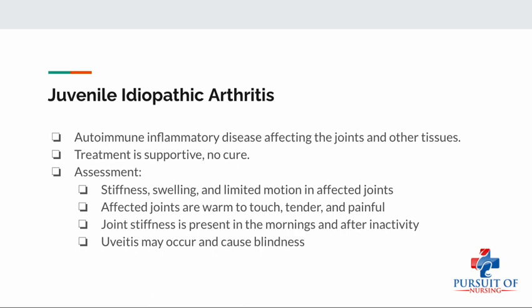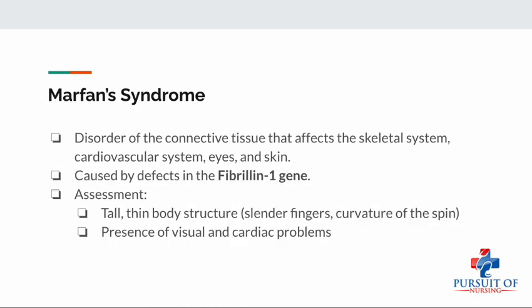Assessment findings are going to be similar to assessment findings of arthritis in adults. So these children may have stiffness, swelling, and limited motion in the joints. The affected joints may be warm to touch, tender, and painful. There may be joint stiffness that's present in the mornings and after prolonged inactivity. And then uveitis may even occur and cause blindness.